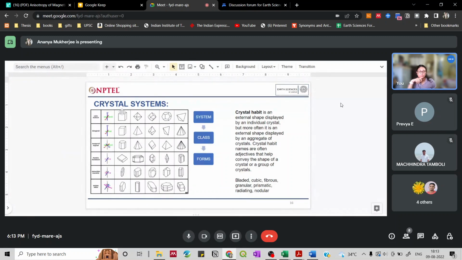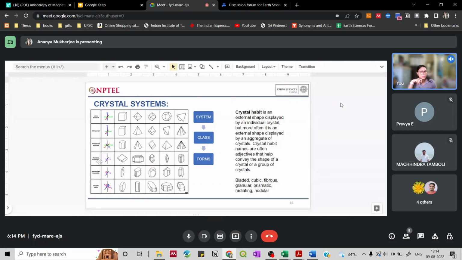So the only differences in all these is either the length of the axis or the angles that are made by the axis. So in cubic, you have all perpendicular to each other and all are equal in length. In tetragonal, one of the axes, usually the vertical one, is longer in length. And in hexagonal, you have two more faces. You have a six-faced crystal, and it has four axes. There are three horizontal and one vertical.